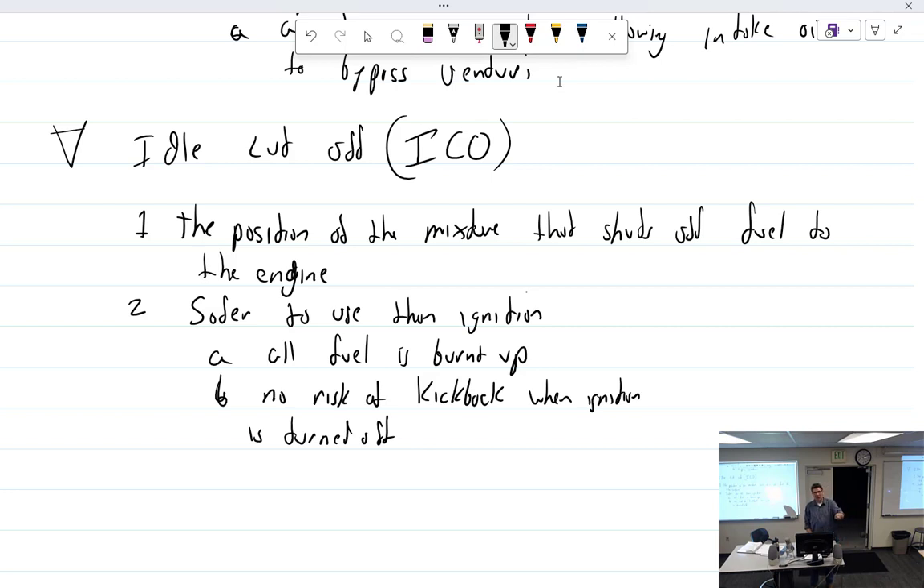Go back to on, grab the mixture, and pull it back. It's called idle cutoff. And the engine should do what? Increase a little bit in RPM and then die. Then what do you do? No, you're done. You turned it off. What do you do now? Turn off the ignition. Take the key out of the ignition switch.